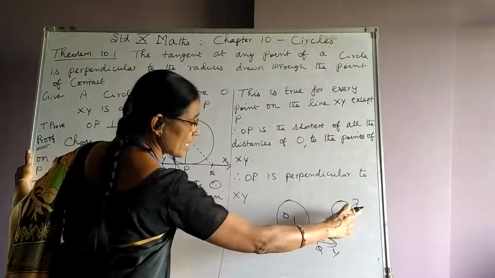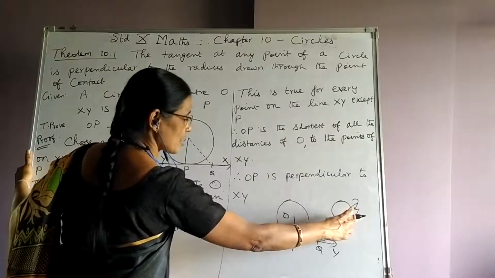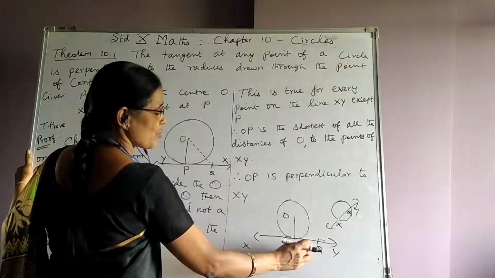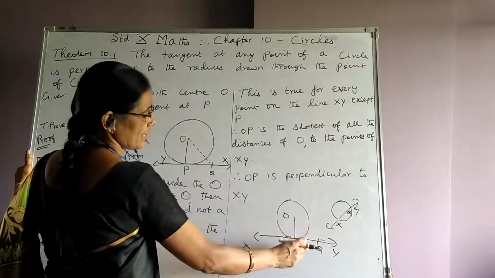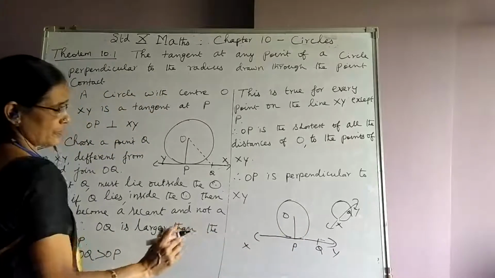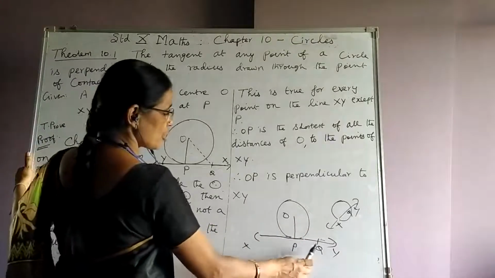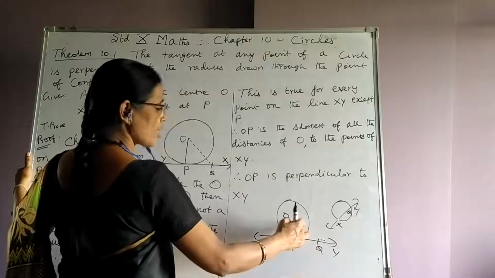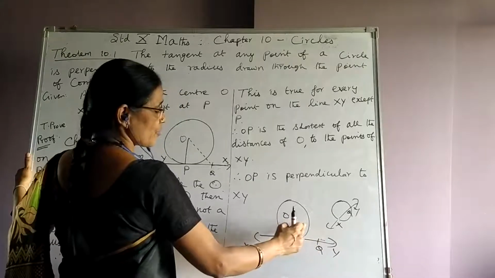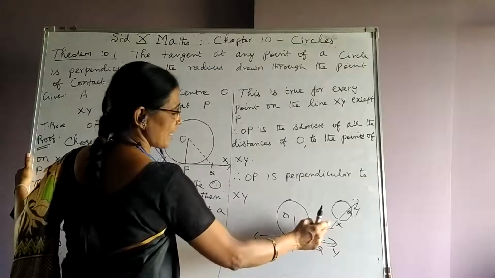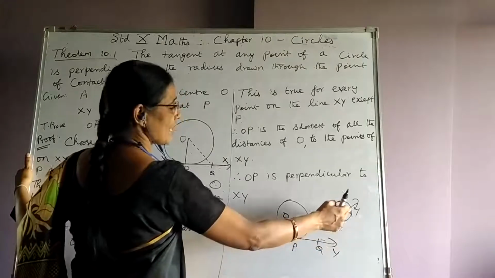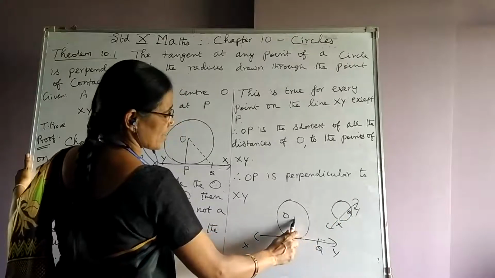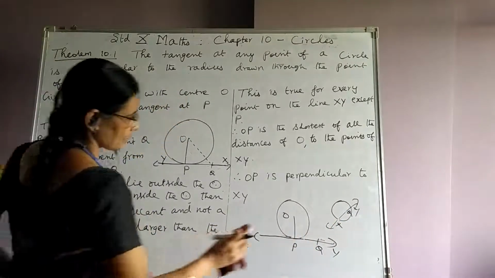But what is XY given? XY is a tangent. Therefore, for XY to be a tangent of the circle, the point we have chosen should be in the exterior of the circle. Therefore, choose a point Q on the line XY different from P. Q cannot lie in the interior. If it lies in the interior, then the tangent becomes a secant of the circle. Therefore, Q should lie in the exterior of the circle.